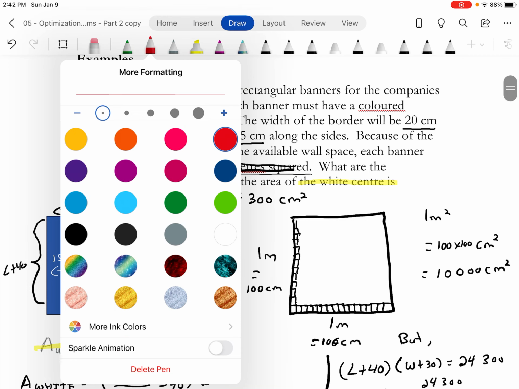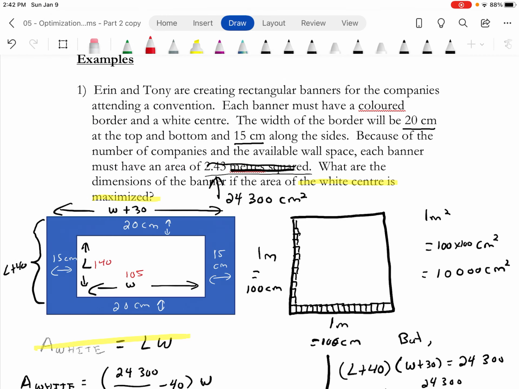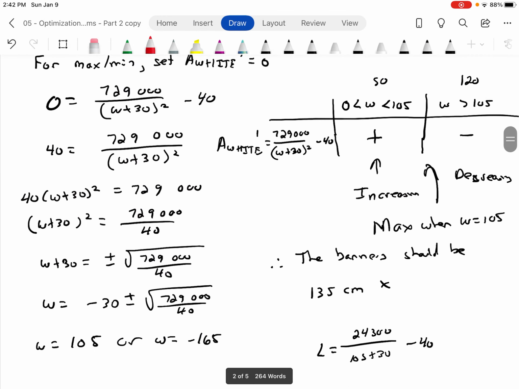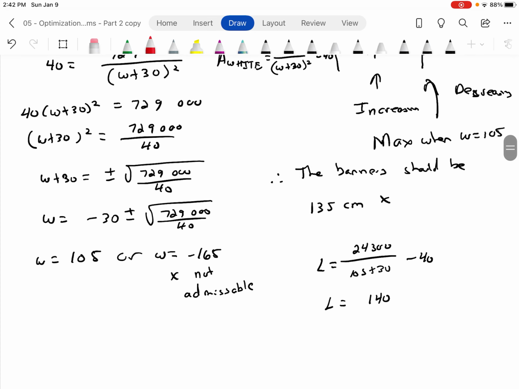That's why these word problems are a little bit more difficult in this section. That L is this 140. They wanted the length of the whole banner, so I've got to add that 40 in there. So that length is actually 180 centimeters. So there's my statement of what the length and width of the banner should be.